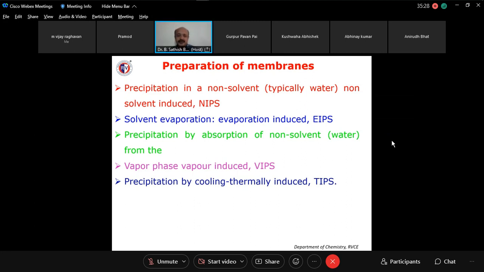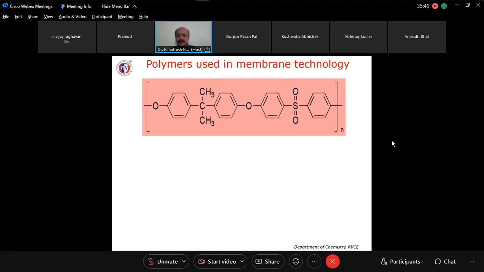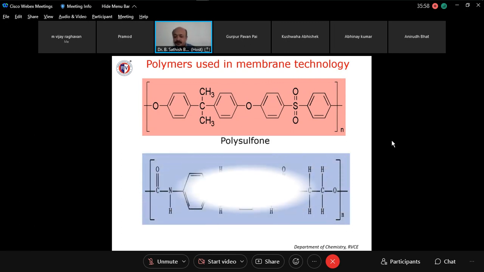Now we'll consider the polymers used in this membrane technology. To prepare the polymeric membrane by this NIPS method, you should identify the polymers. The polymers commonly used are, as you studied already, the polysulfone membrane, and the second one is the polyurethane membrane, the PU membrane.